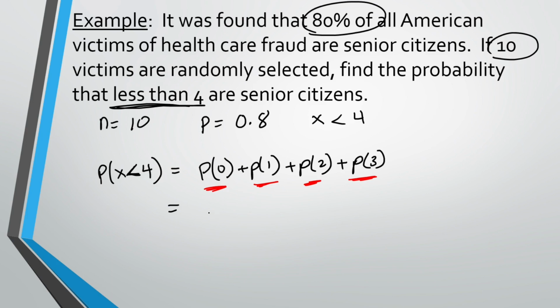So our solution is 0.0009. So we have a very low chance of finding less than 4 senior citizens out of 10 that have been a victim of healthcare fraud. That's highly unusual.